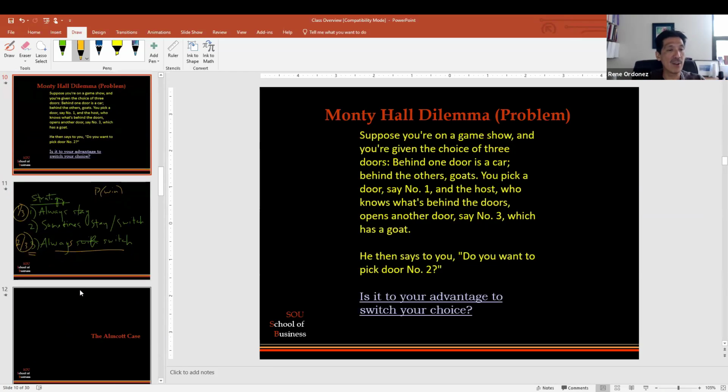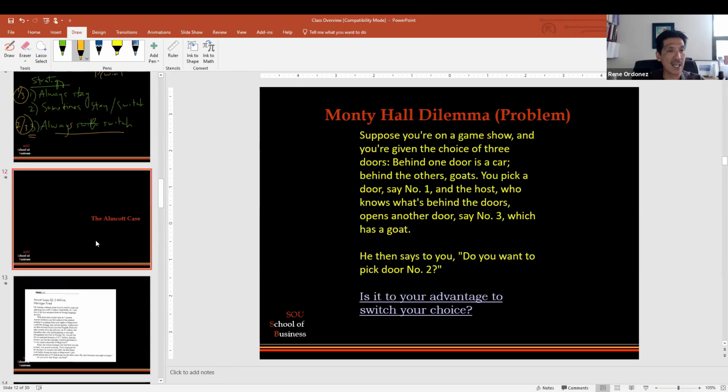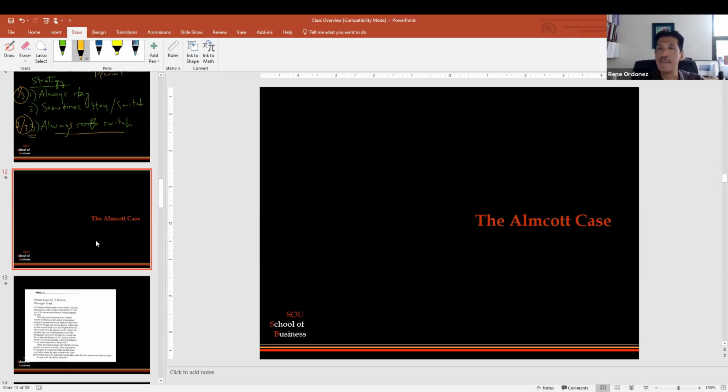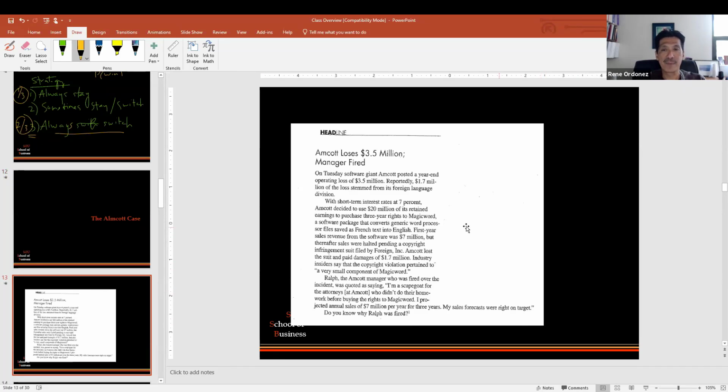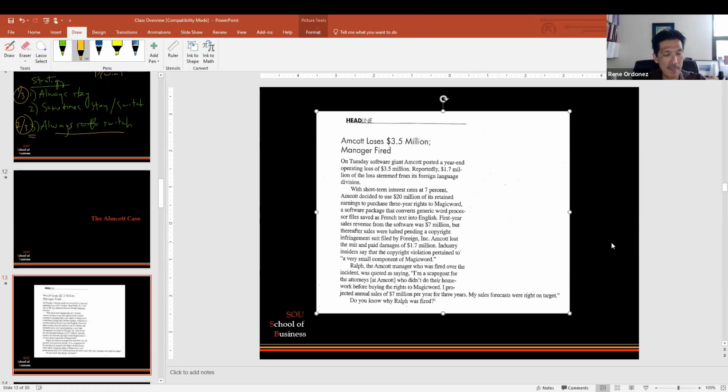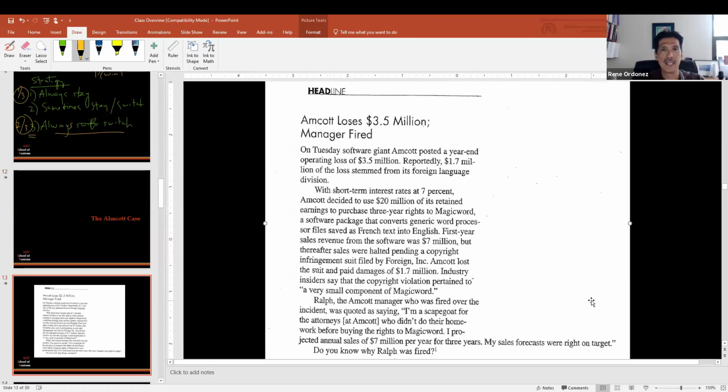Okay, so let me give you one last example here, and this is business related. In fact, this is a simple finance example. It's known as the Almcott case. All right, so here it is. Let me make that bigger so you can see what the situation is about. On Tuesday, software giant Almcott posted a year-end operating loss of $3.5 million.